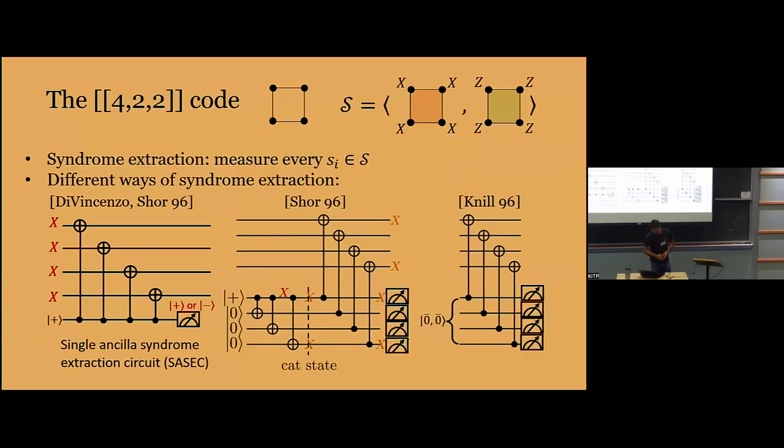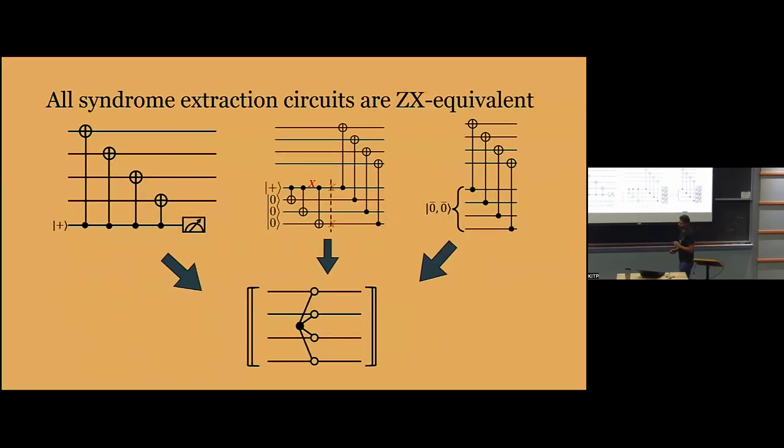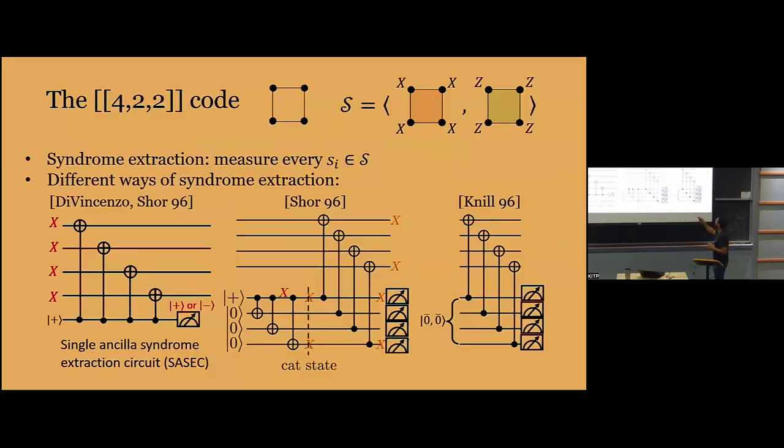Okay, so here I'm showing the 422 code, and there are various ways to extract the syndrome of these stabilizers, right? You can measure these stabilizers in various ways. You can do the single ancilla syndrome extraction circuit, or you can do this cat state-based syndrome extraction, or this Knill gadget. And all of these processes can be useful depending on the kind of fault tolerance you want for a certain noise model.